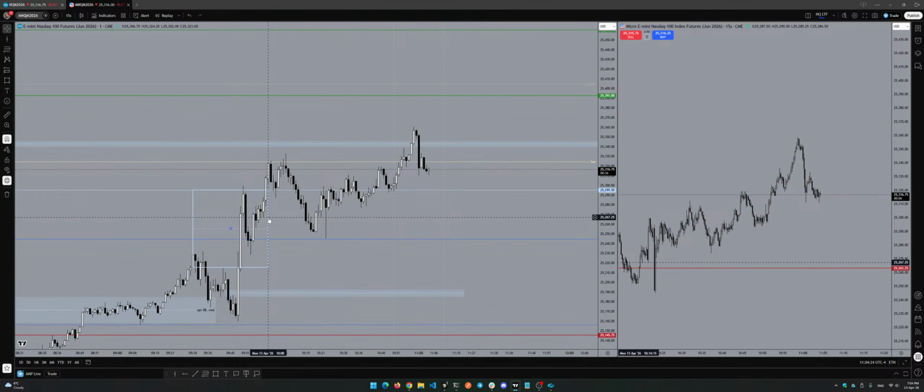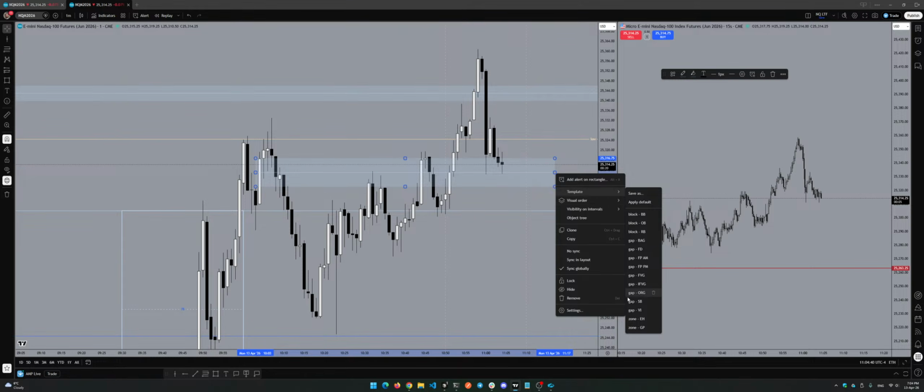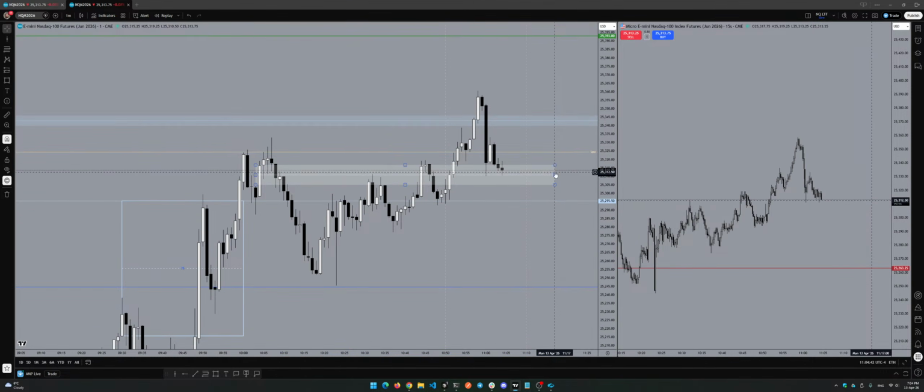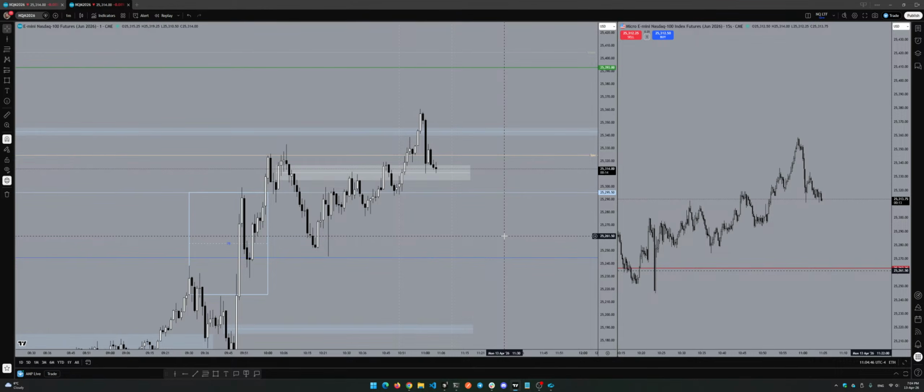After the 10 a.m., we do not have a meaningful fair value gap. Maybe it's this one. Actually, let's mark it because there is a volume imbalance and it's not so small. It's normal size. No sync. Okay. Let's see how it reacts to this fair value gap.